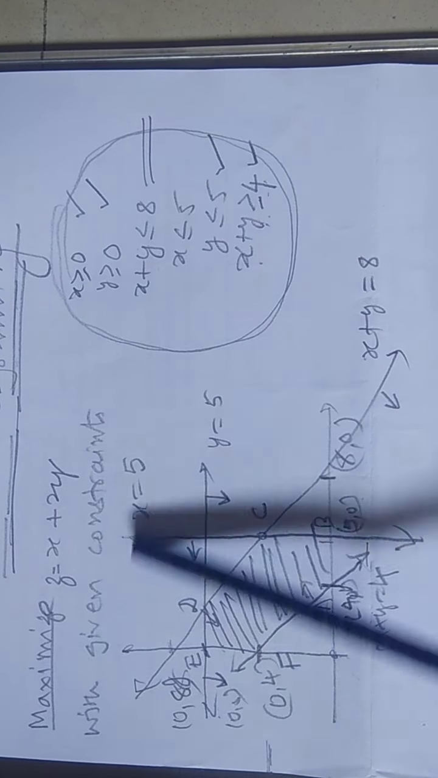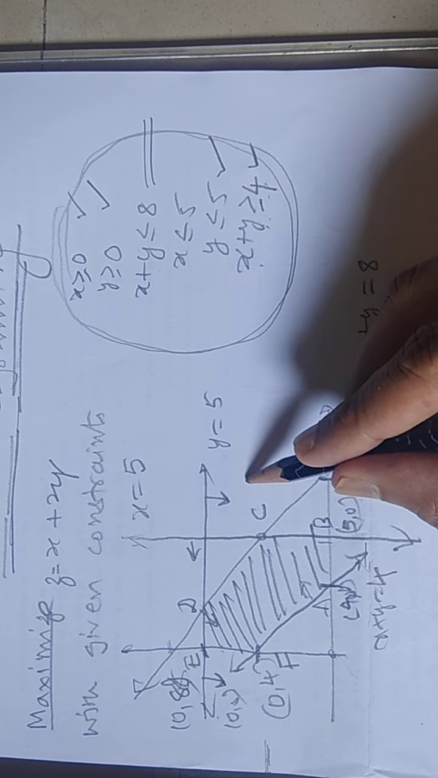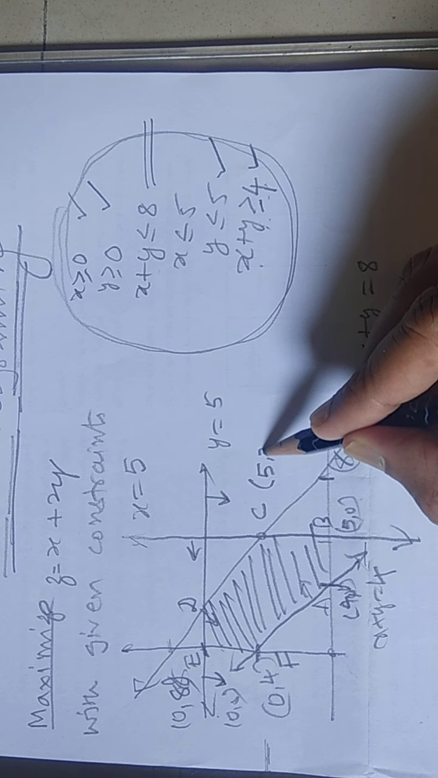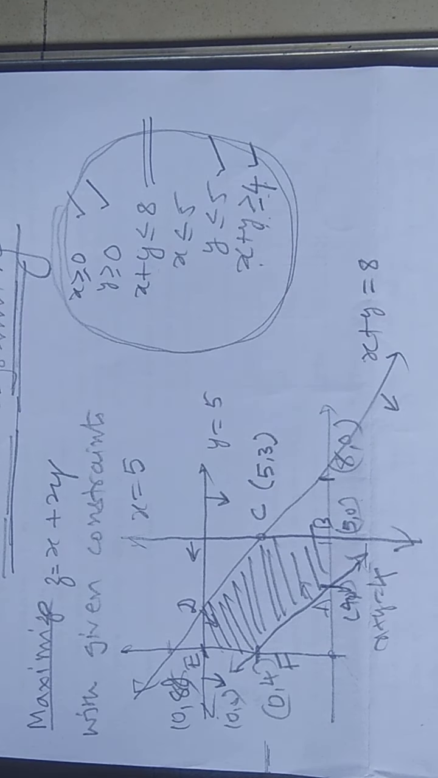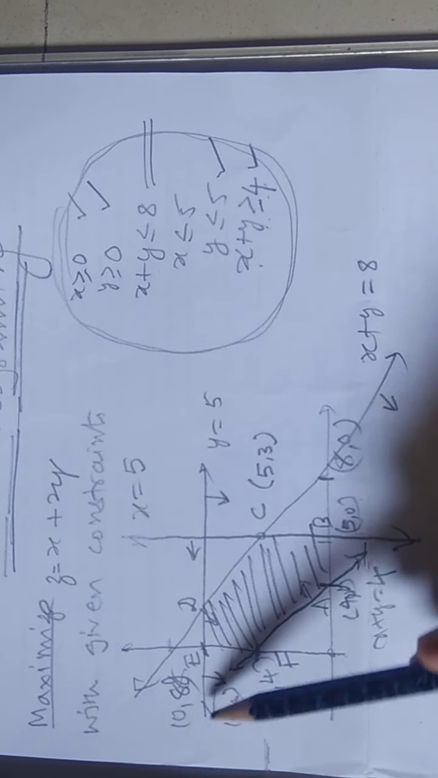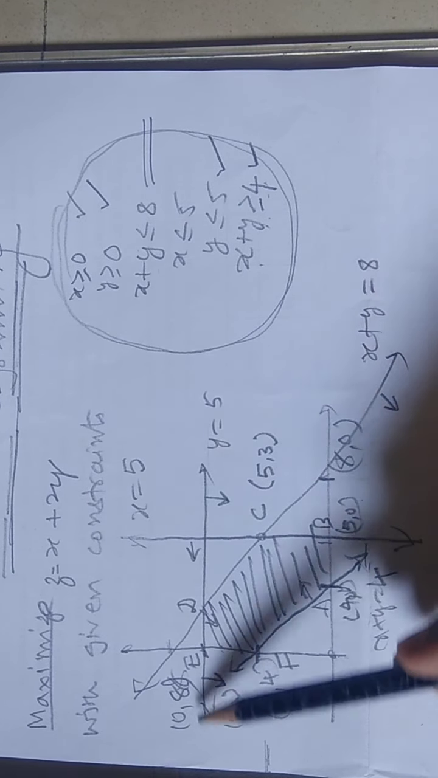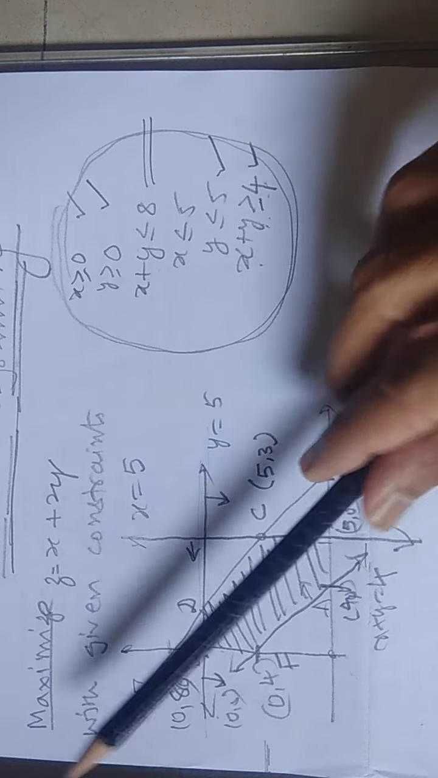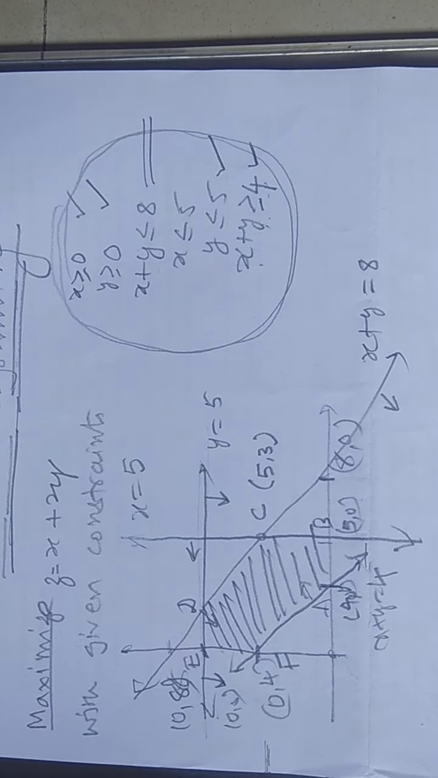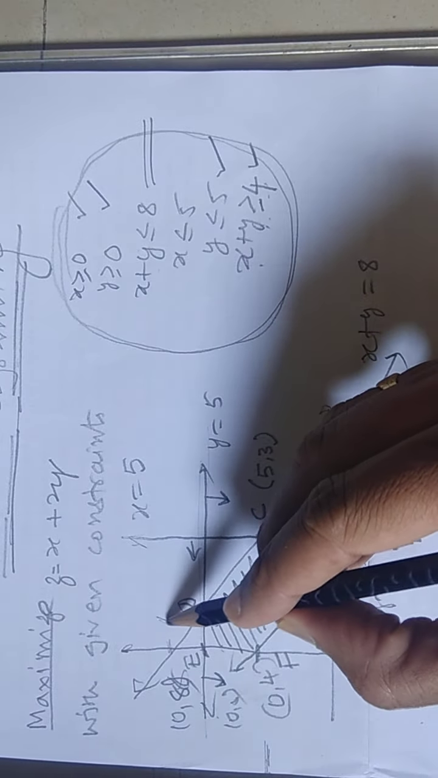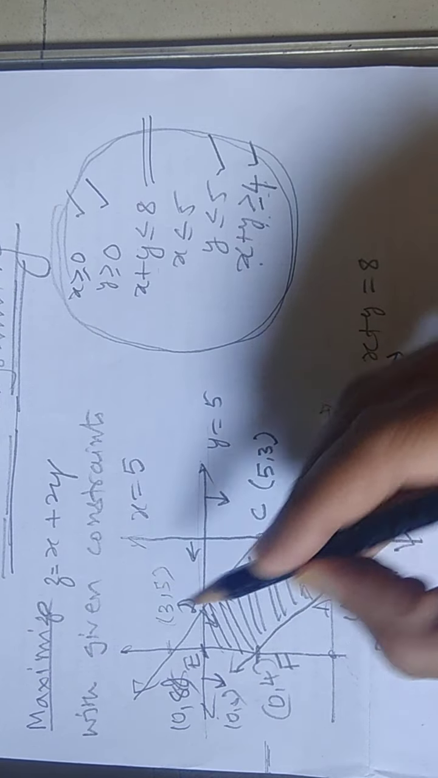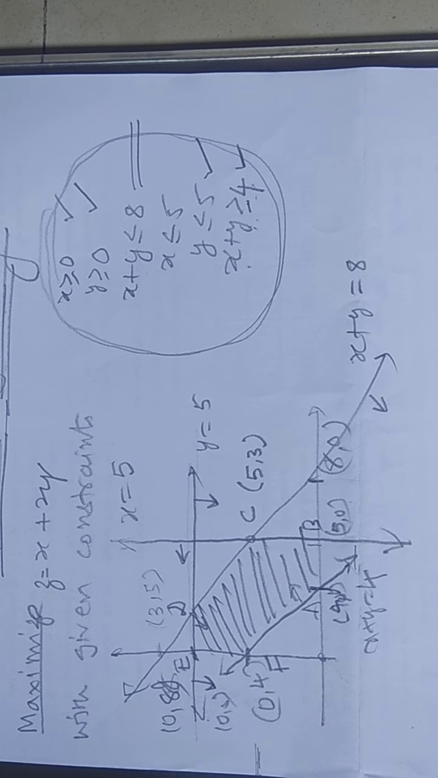Suppose you solve these two equations, then solving these two equations you can get the point C as (5, 3). Similarly, how to get the point D? Point D can be obtained by solving y is equal to 8 and over here x plus y is equal to 8. So this point is nothing but (3, 5).